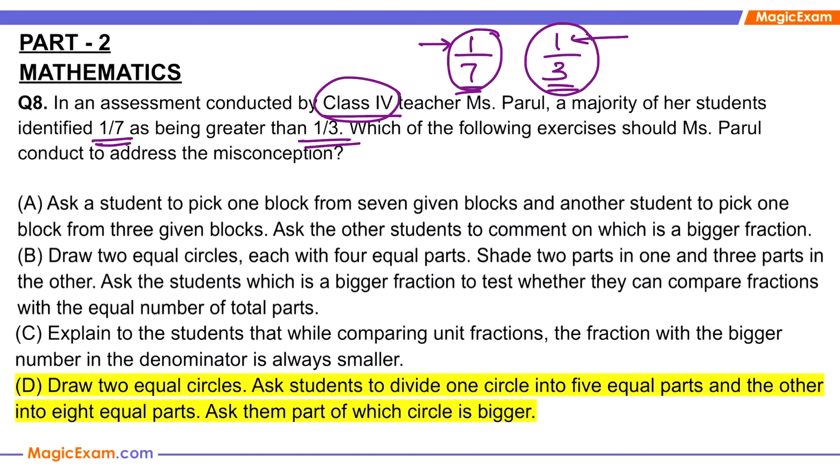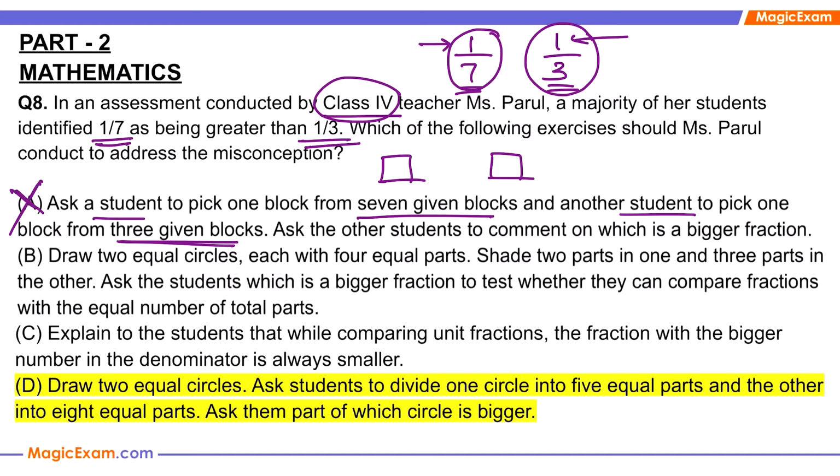Now the first one is, ask a student to pick one block from 7 given blocks and another student to pick one block from 3 given blocks. Ask the other students to comment on which one of them is a bigger fraction. Now this exercise will not work. So we can discard this, because if you ask the first student to pick one block from 7 given blocks, how many blocks does this student have? He has one block. And another student to pick one block from 3 given blocks. So how many blocks does this student have? One block. So each student has one block each. So how can you explain the concept of fractions and which is bigger here? So this exercise will not work.